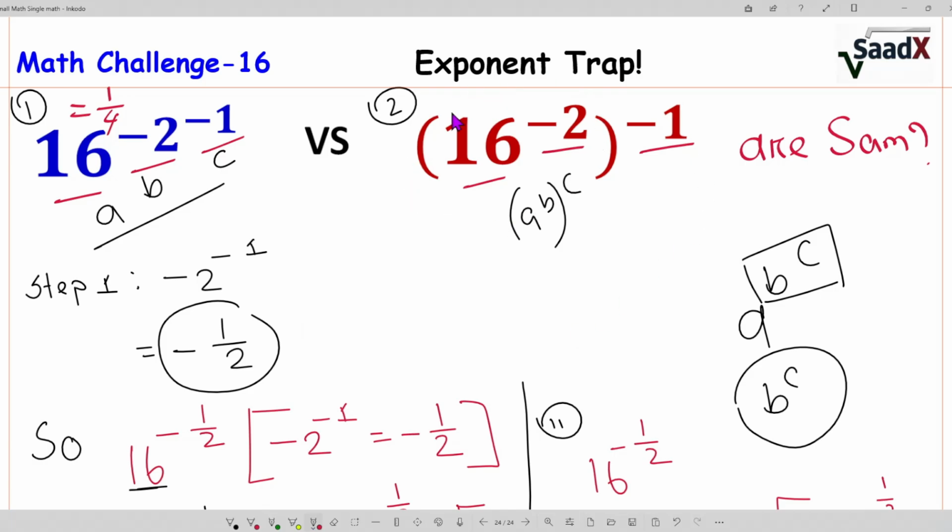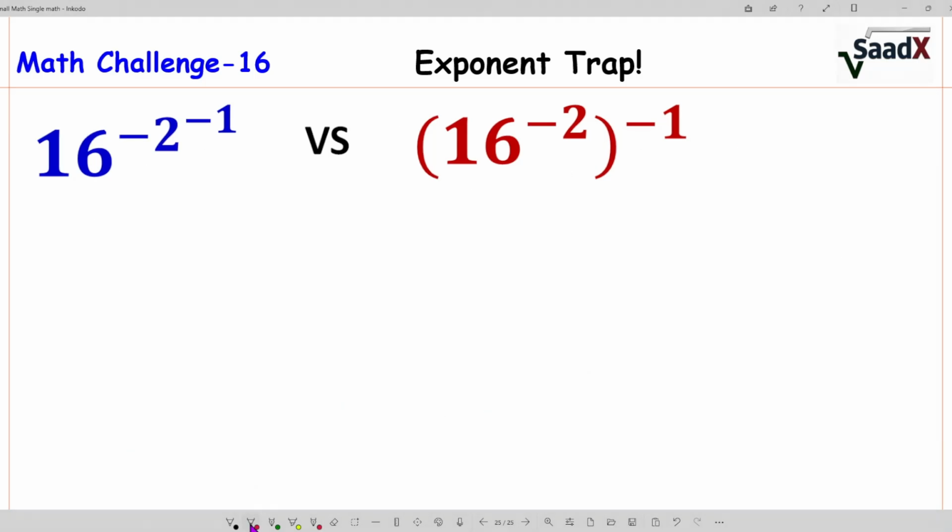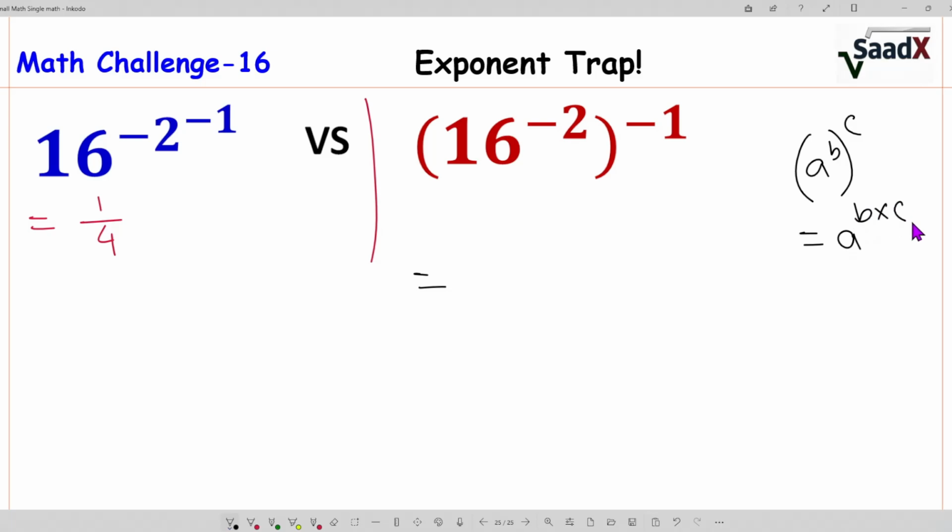So what do you think? Is it also similar? Let's find out. This one is 1 by 4. And what about this one? We know a to the power b inside bracket whole to the power c means a to the power b times c is a common rule. So we can write 16 to the power minus 2 times minus 1. Minus 2 and minus 1, once we multiply, it will become positive. So positive 2, it means 16 square.